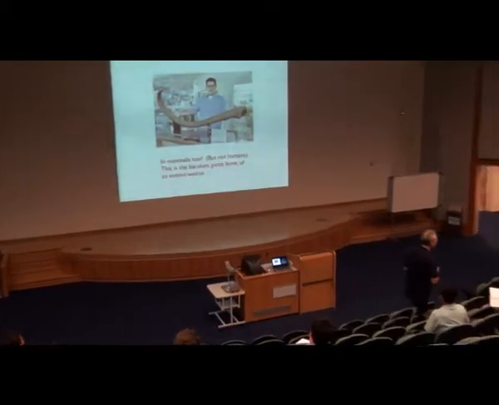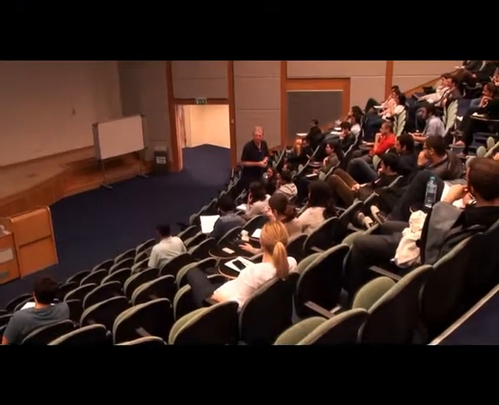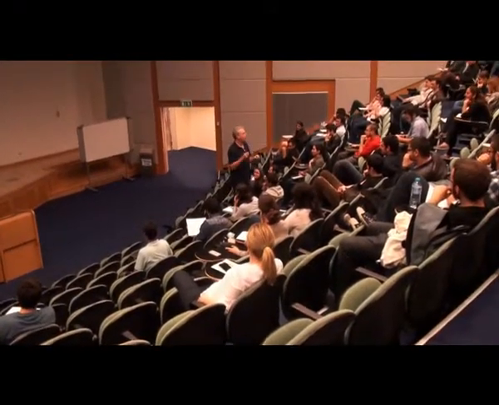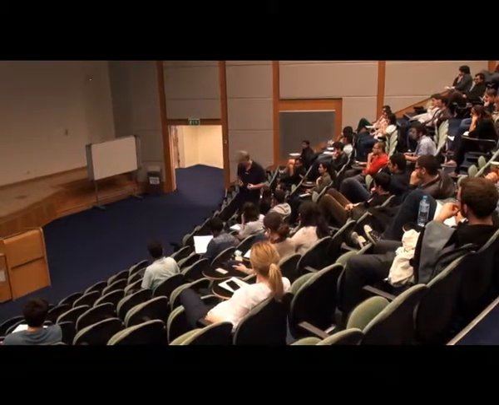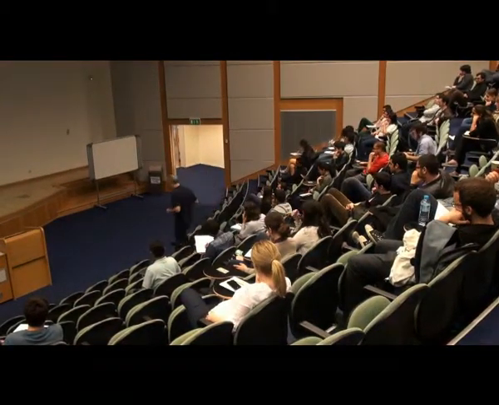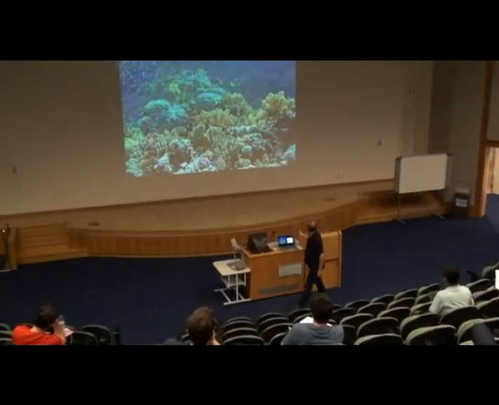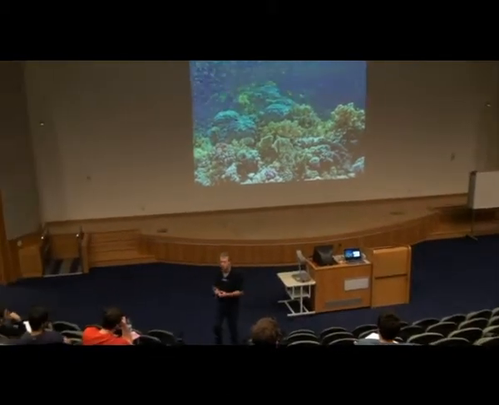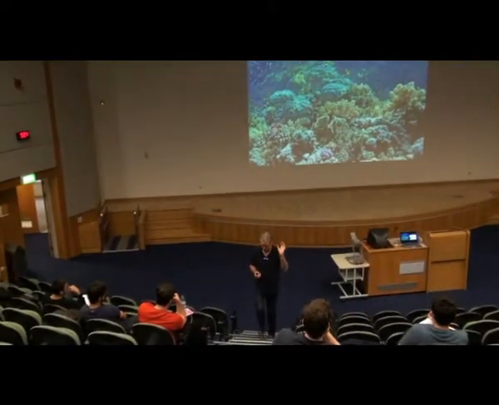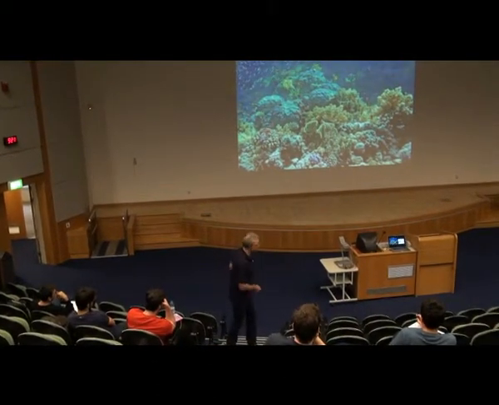The final form of prezygotic reproductive isolation I want to mention is what I'm going to call a biochemical or molecular lock and key. Okay? Here we are. This is a coral reef in the tropics. Most of these organisms, they're standing there, they're stuck there, so they're not, I mean, the fish obviously are mobile, but I'm talking about the inhabitants of the coral reef.